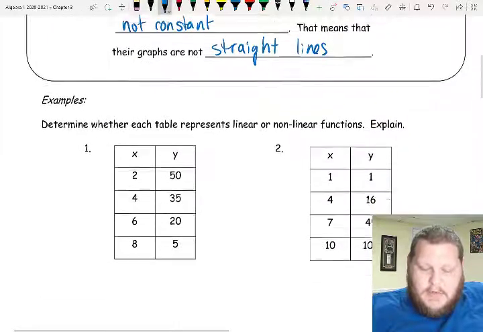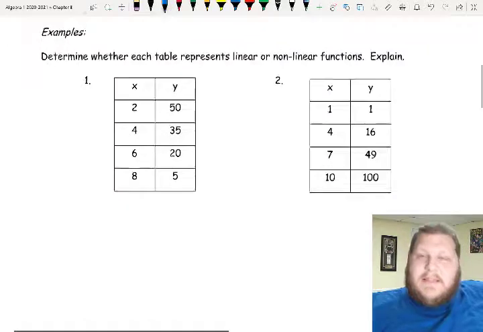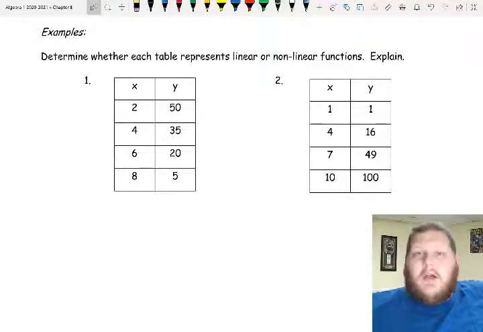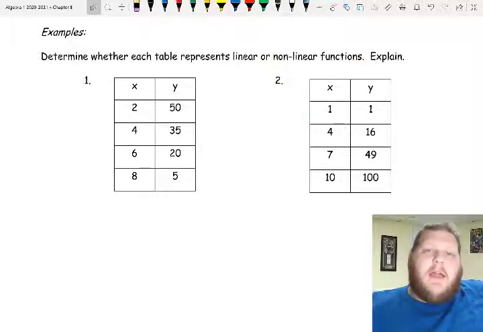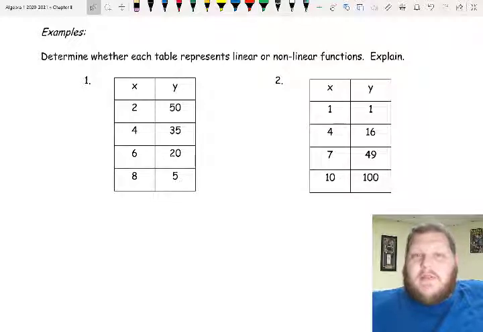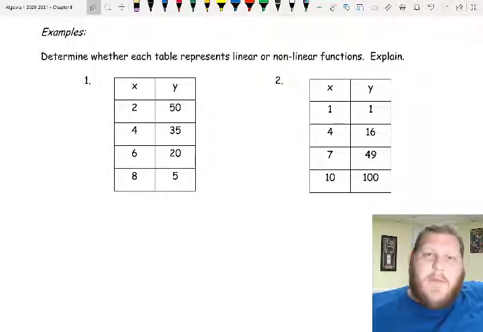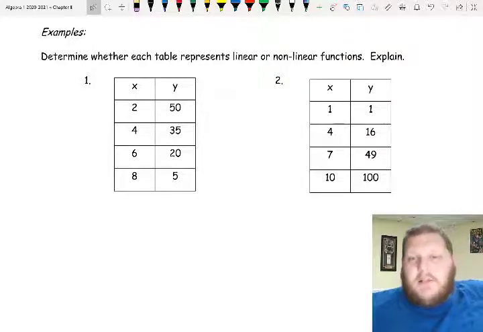All right, so let's take a look. If we're trying to figure out if something is linear or nonlinear, again, what we're looking for is if we have a constant rate of change, meaning that my x values and my y values change at a constant rate. So from a table, we could also be given a set of points, or a mapping, as long as we can find what those points are.